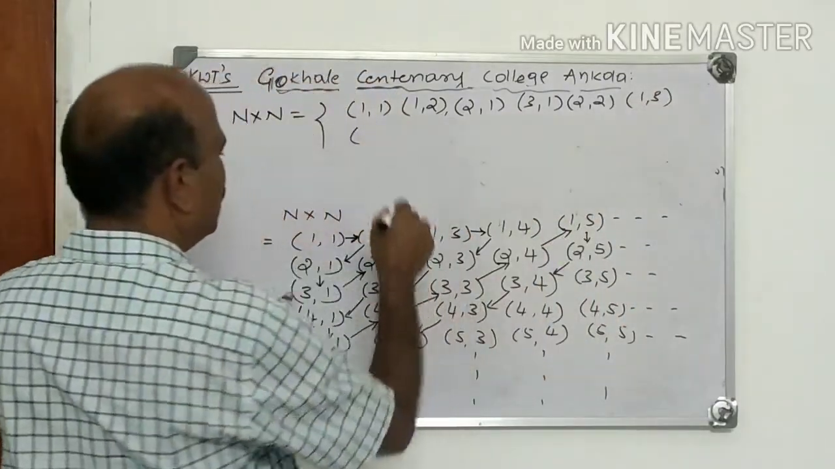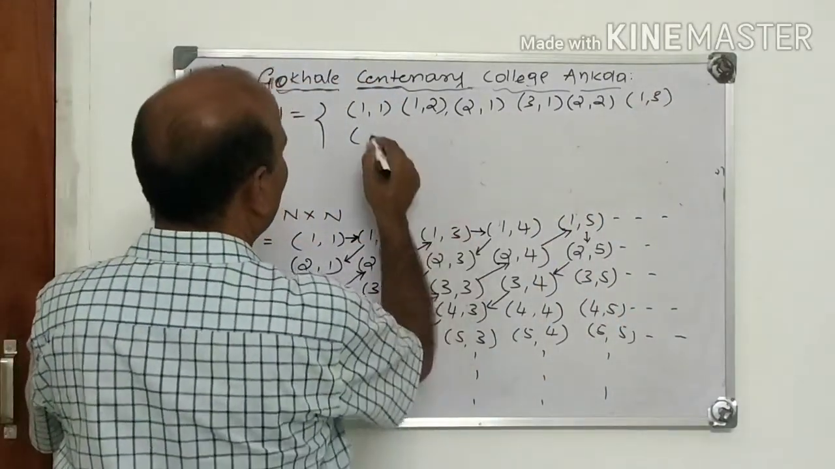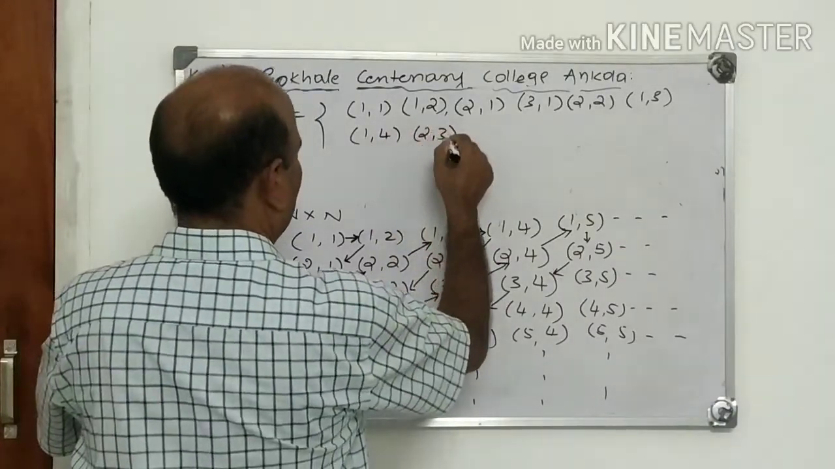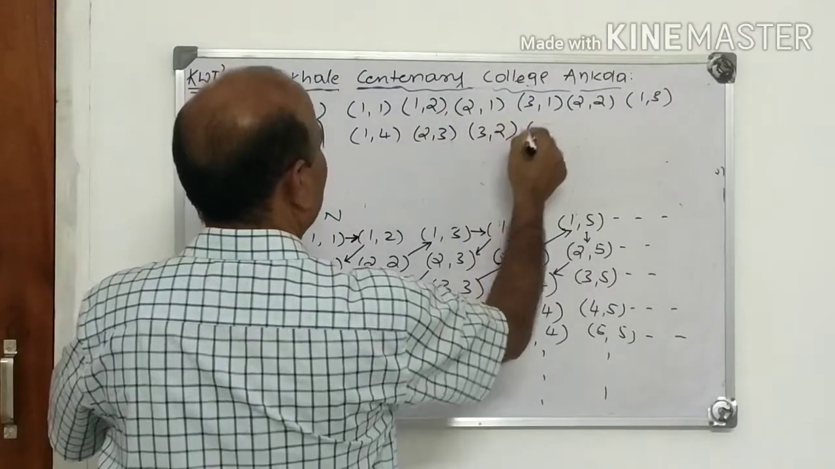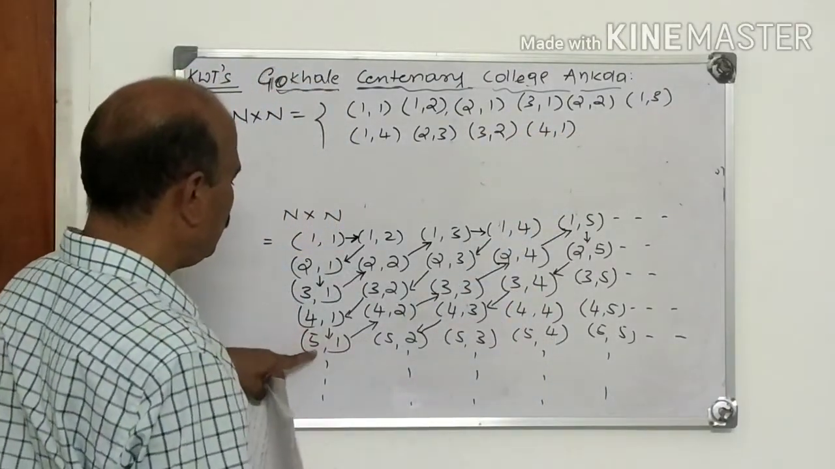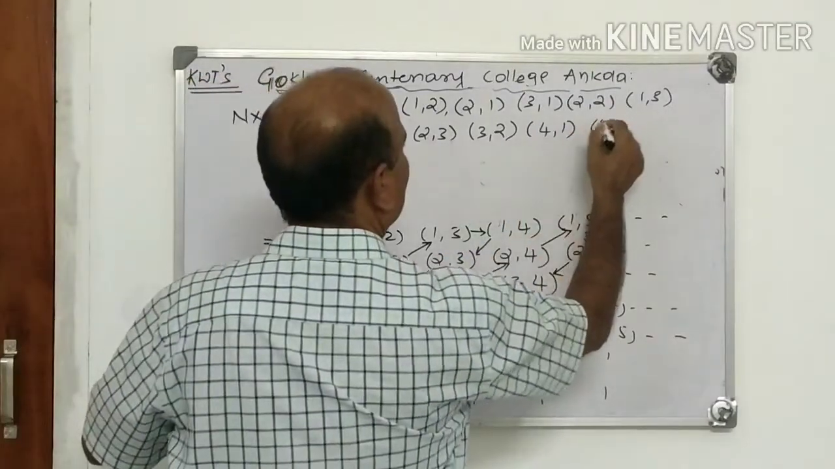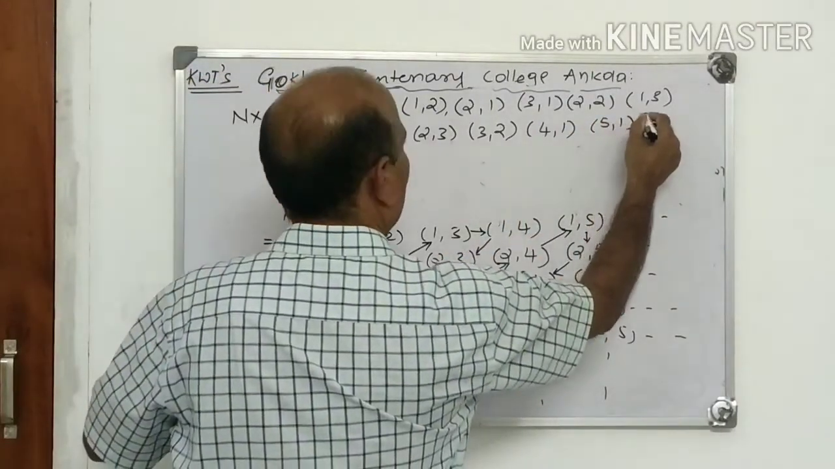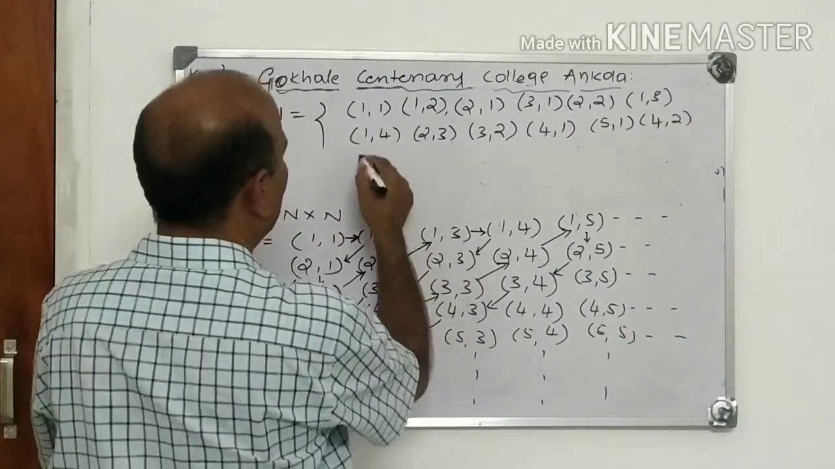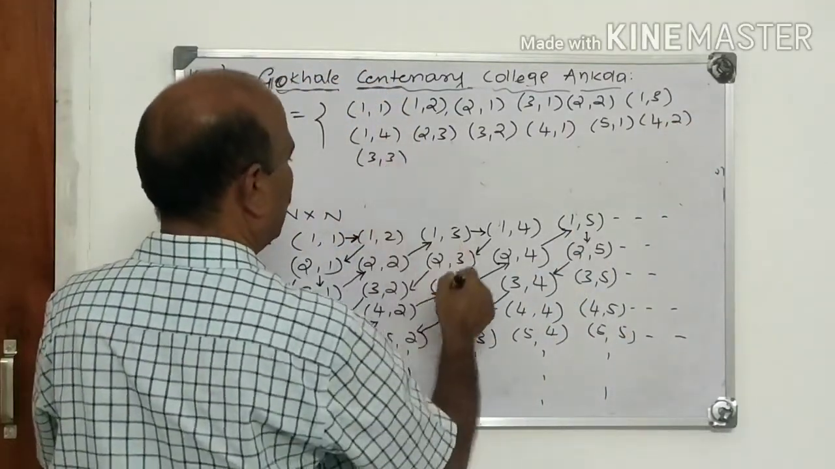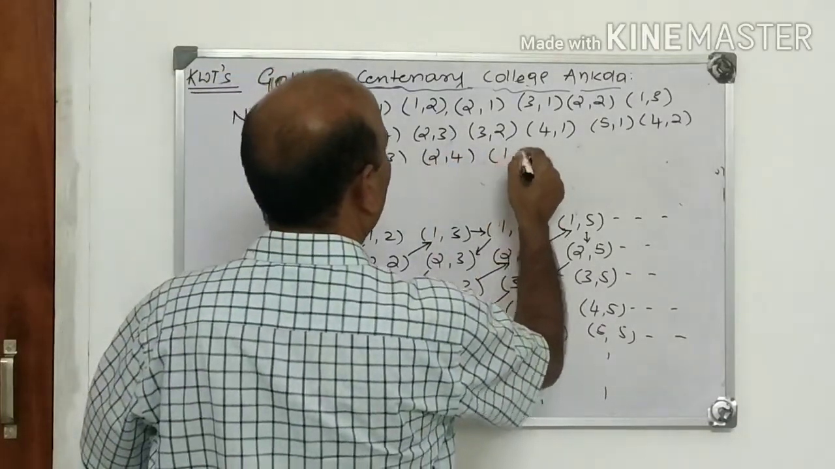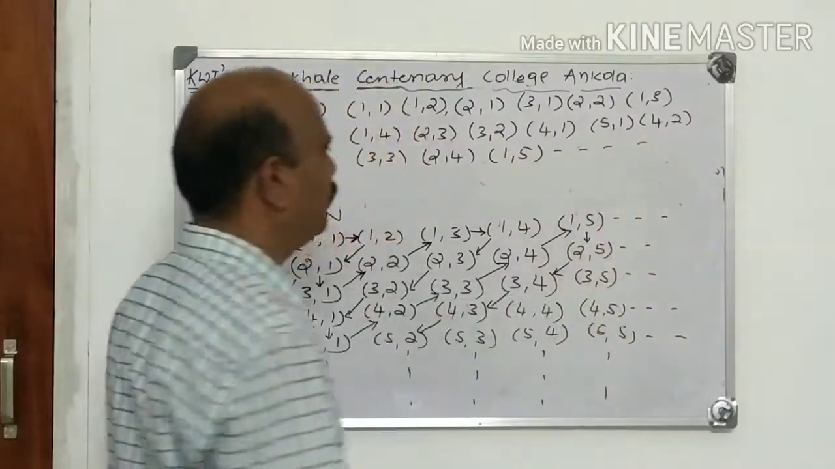What is the next element? Next after 1 3 we have 1 4. Then downwards 2 3, 3 2 and 4 1. After 4 1, sum of the coordinates 6: 5 1, 4 2, 3 3, 2 4 and 1 5, and like this.